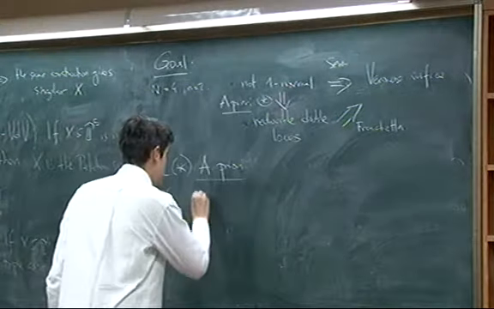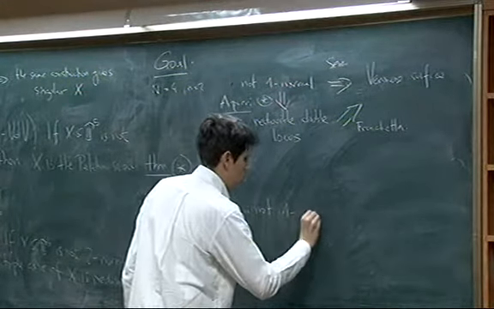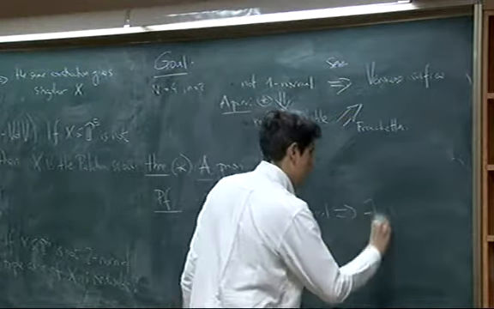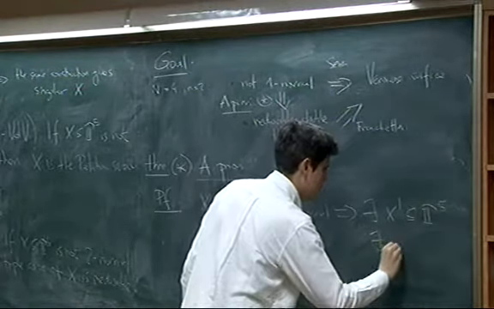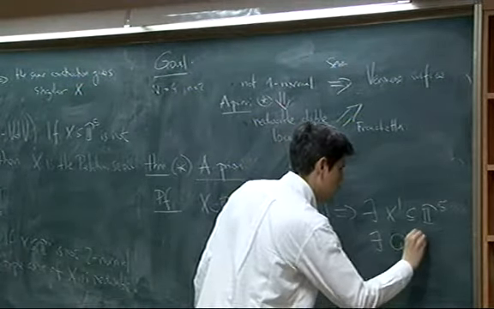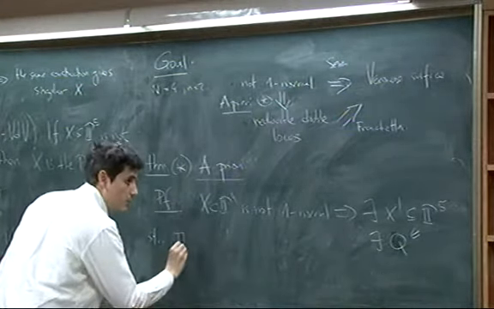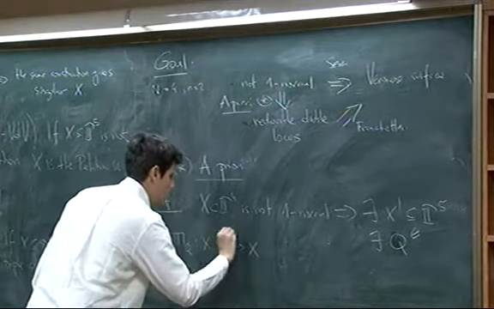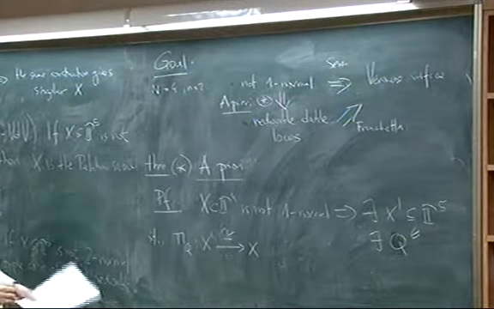The hypothesis: X in P4 is not linearly normal. What does it mean? It means that there exists X prime inside P5, and there exists a point P, maybe P is not good, maybe Q is better, such that the linear projection from Q, from X prime to X, is an isomorphism, right? This is just the definition of not being linearly normal.